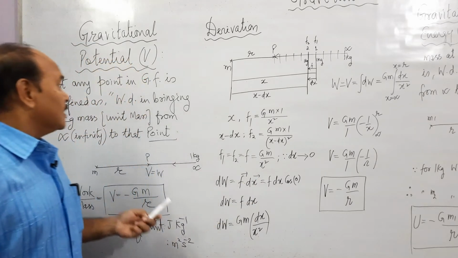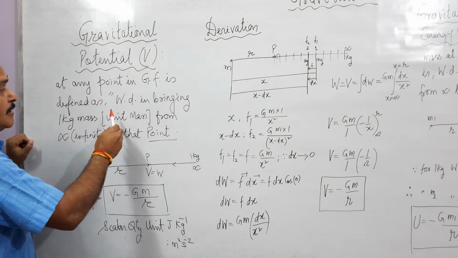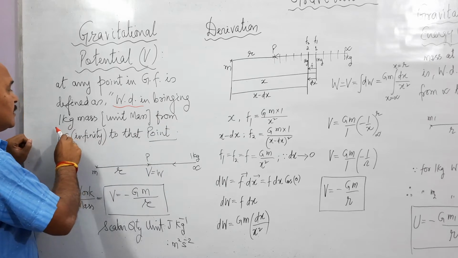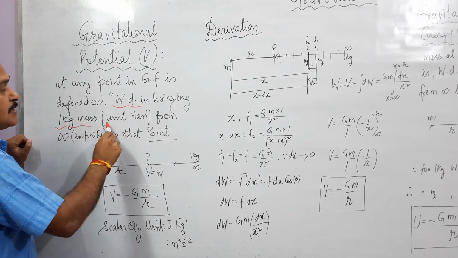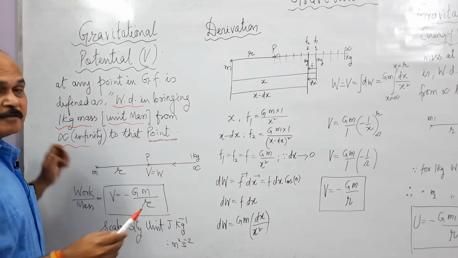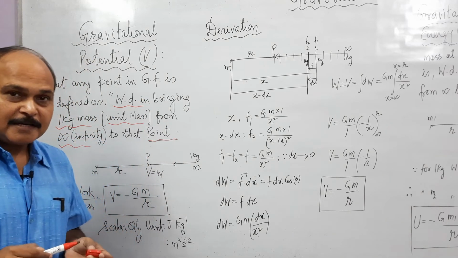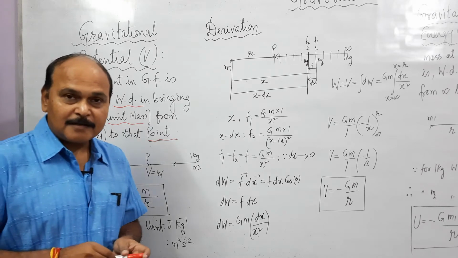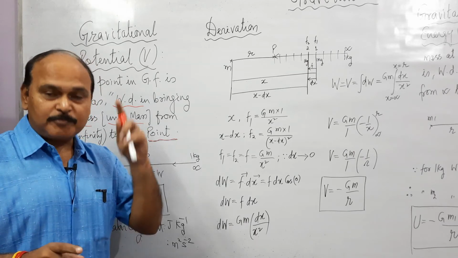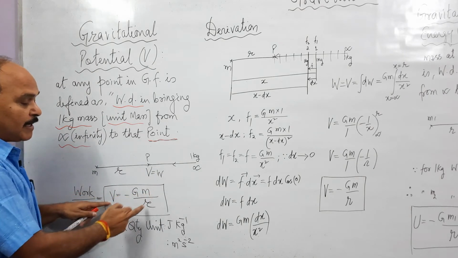So let's know what is gravitational potential at any point in gravitational field of a mass. Gravitational potential at any point in gravitational field of a mass is defined as work done in bringing unit mass, that is 1 kilogram mass, from infinity to that point. What is that work done? Well, that work done is minus GM by r.